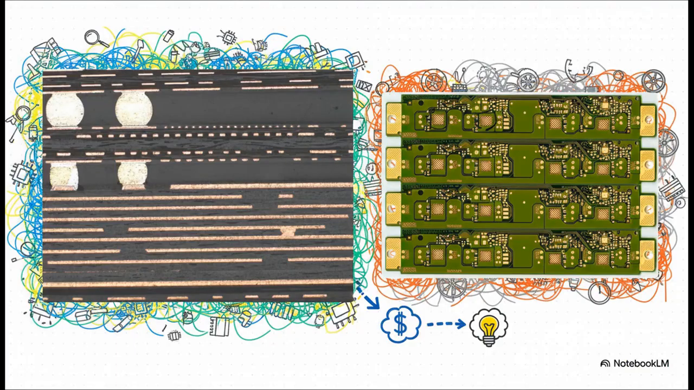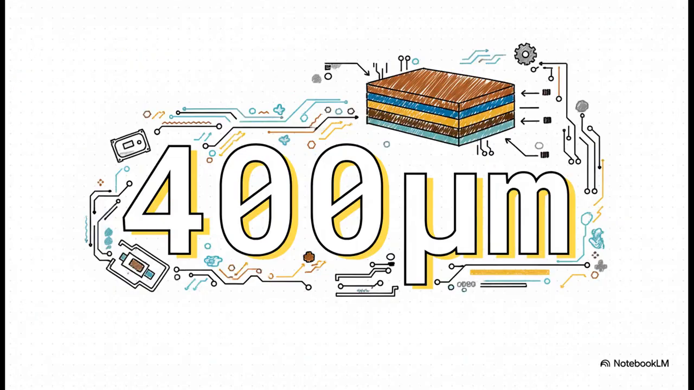So take a look at these two boards. On the left, you've got a super dense smartphone board. On the right, an automotive board. Now, which one do you think is harder and more expensive to make? The answer, it's probably not the one you think. Yeah, it's the one on the right, the automotive board.